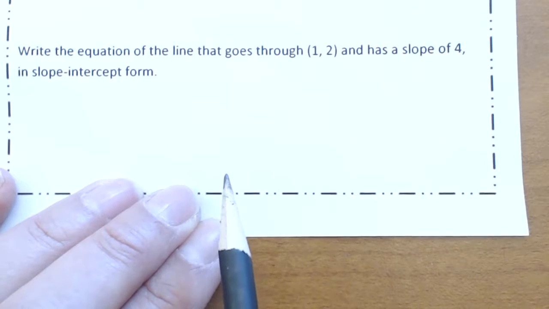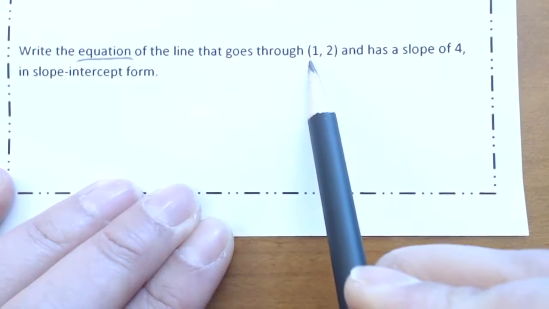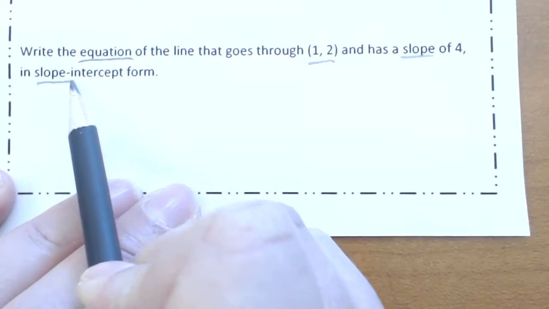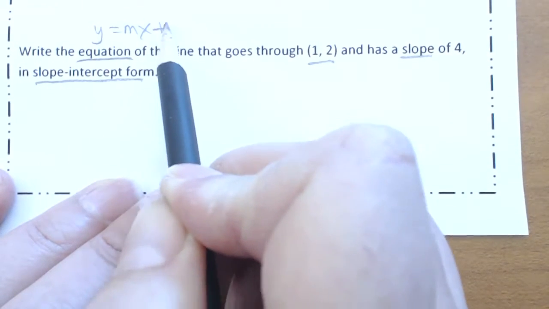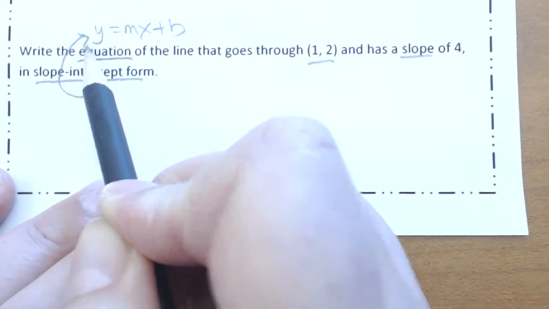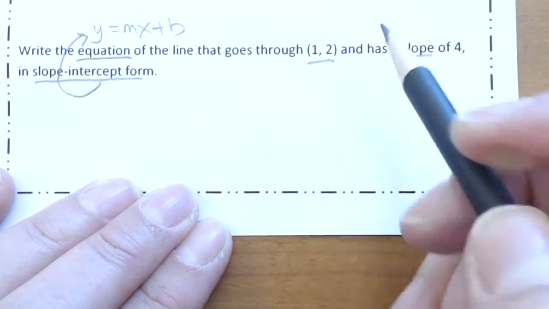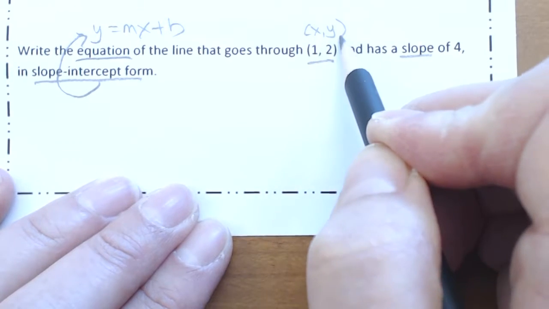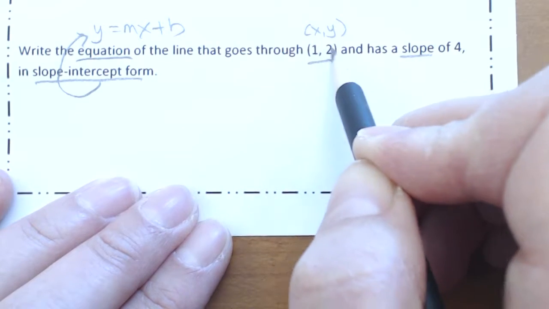Write the equation of a line that passes through (1, 2) and has a slope of 4 in slope-intercept form. Reread it and underline. Write the equation of the line that goes through (1, 2) and has a slope of 4 in slope-intercept form. Let's annotate. Y equals mx plus b. Again, I'm going to automatically draw that arrow. Goes through (1, 2). Now, this is not a word. However, it is a point, and I underline that because I can annotate this point. This is x and y. So I know that I'm probably going to be substituting in 1 for x and 2 for y.